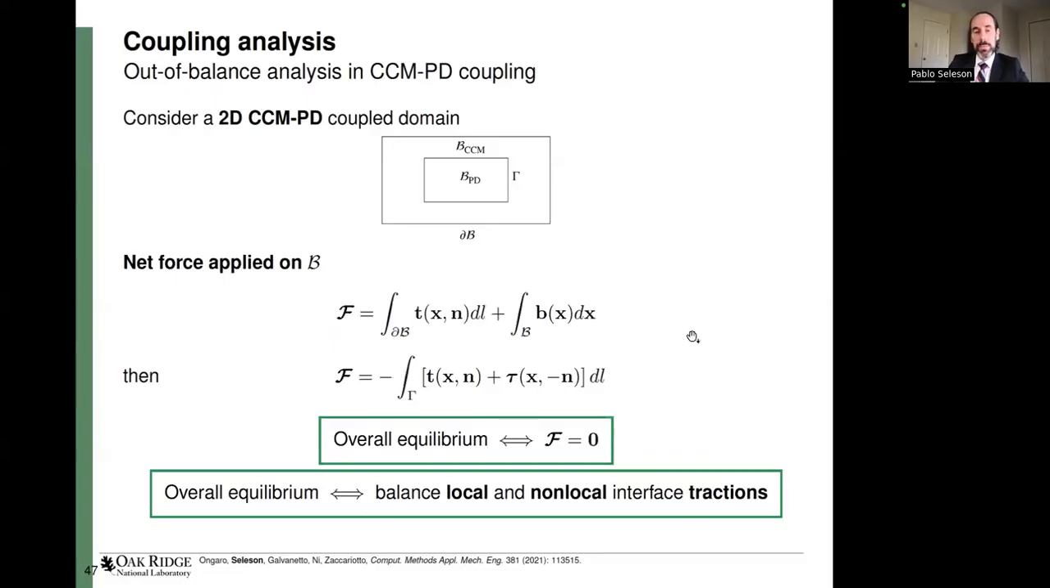Now, first, going back to this idea of the net force, we know that the net force upon the body is the sum of the tractions and the external forces. Therefore, it's going to give us this expression of the negative of the integral over the interface gamma of the combination of local and non-local tractions. Overall equilibrium requires the total force to be zero, meaning that we require balance of local and non-local interface tractions.